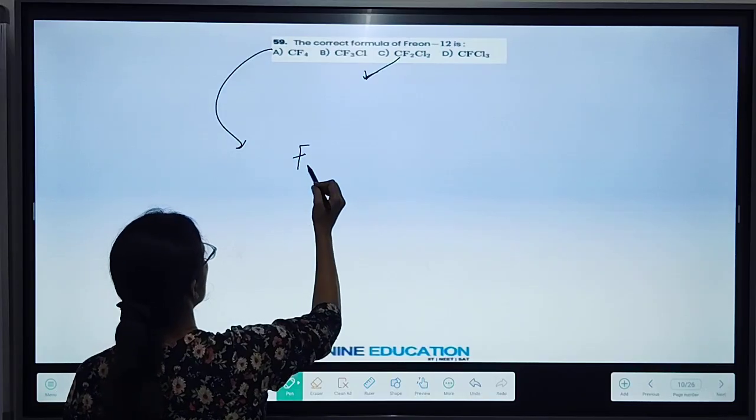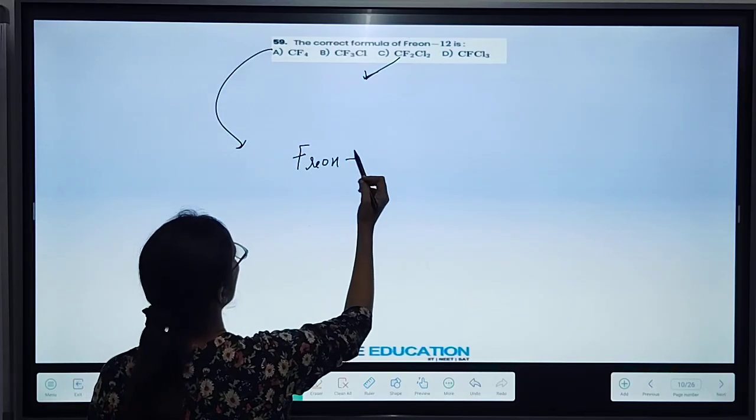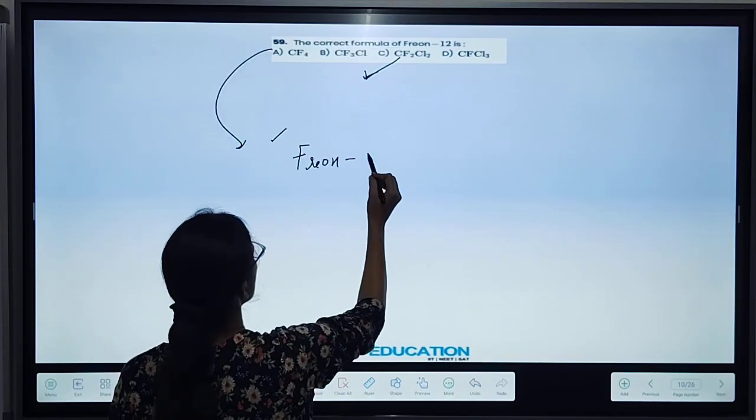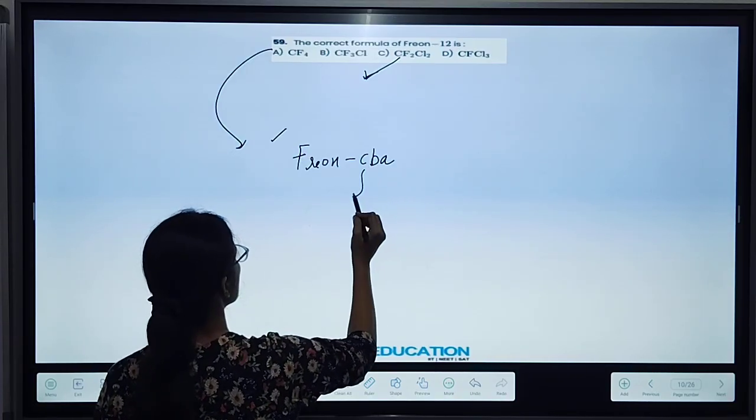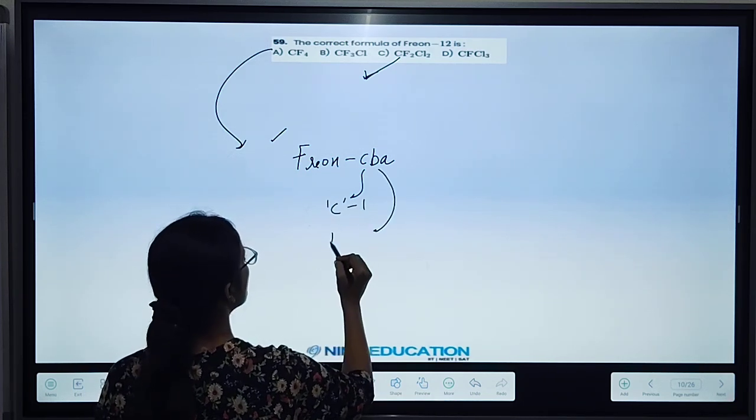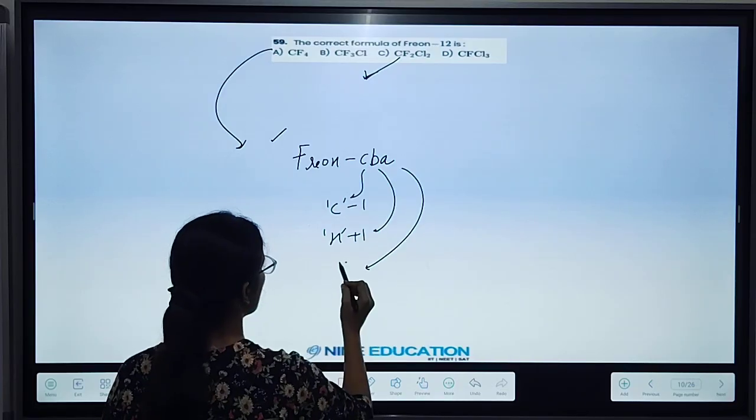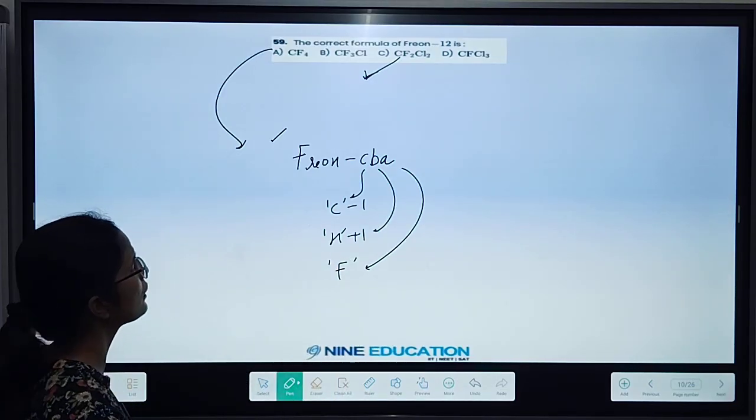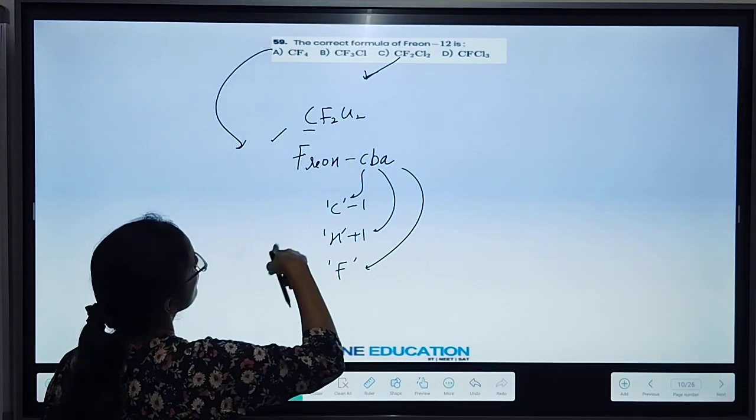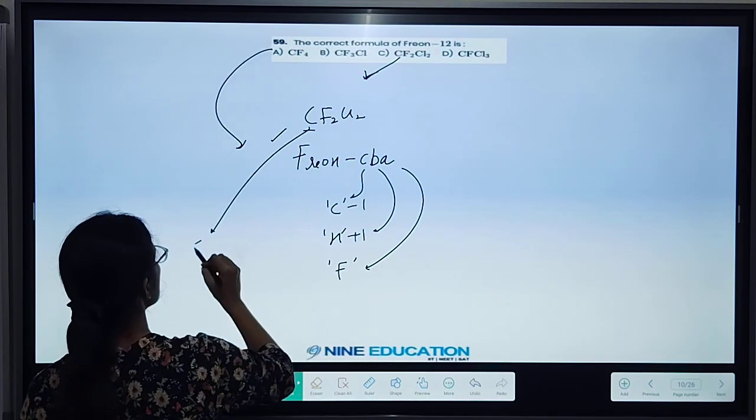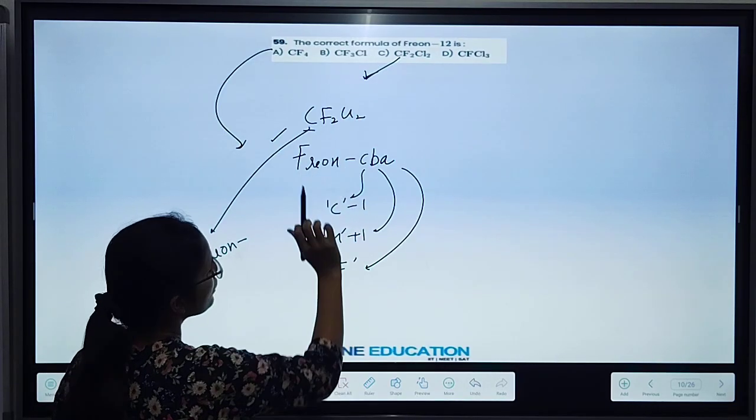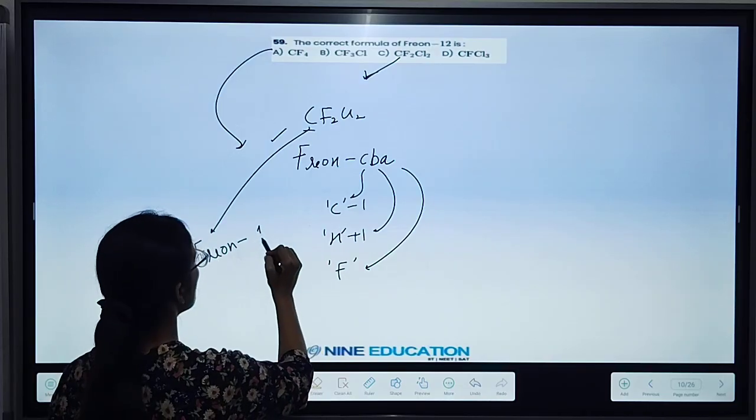And for now I can quickly tell you how we do Freon naming. If we have some compound, how do we do Freon naming? Freon can be written as CBA, where C is number of carbon atoms minus 1, B is number of hydrogen atoms plus 1, and A refers to number of fluorine atoms in the compound. For this CF2Cl2, carbon is 1, so we can write 0, right? C value will be 0. How many hydrogens? No hydrogen is there, so H plus 1, so we'll have 1.